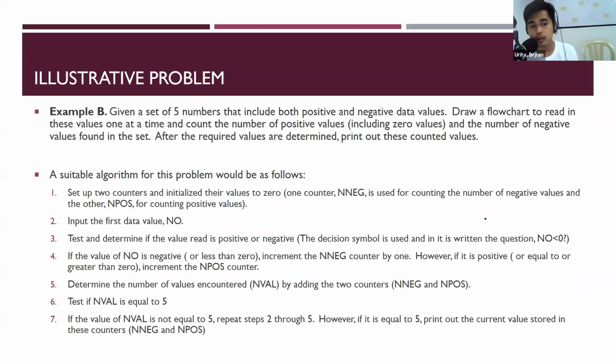We have another example. Medyo maduo ito. Given a set of 5 numbers that include both positive and negative data values. So meron ka raw 5 numbers including both positive and negative. So we're going to draw a flowchart to read in these values one at a time. Ibig sabihin, meron ka ng initial values and you're going to read them one by one.